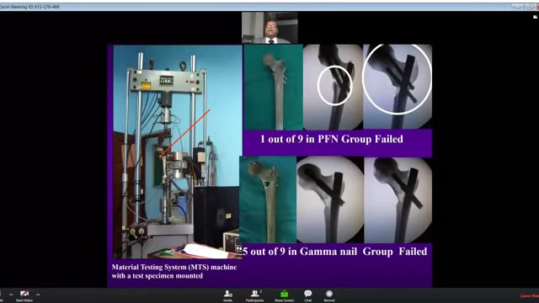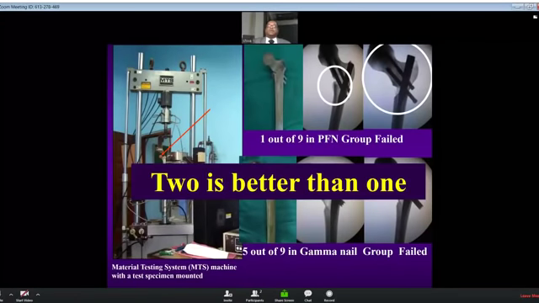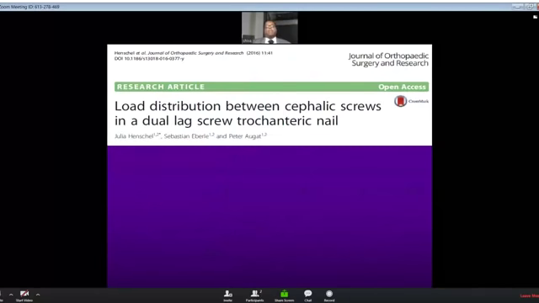So that's why we conclude that 2 screw system is always better than 1. So there is no question of going back to a single screw system. So 2 screw system is definitely better.